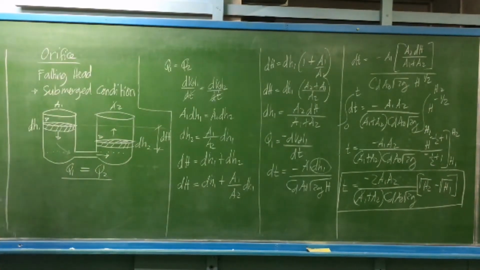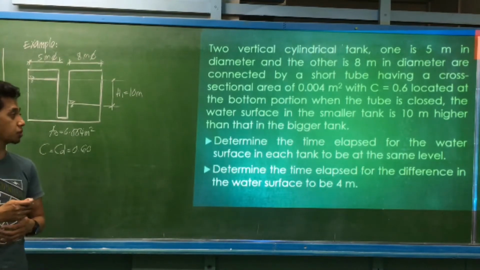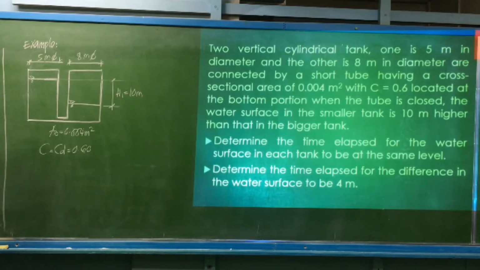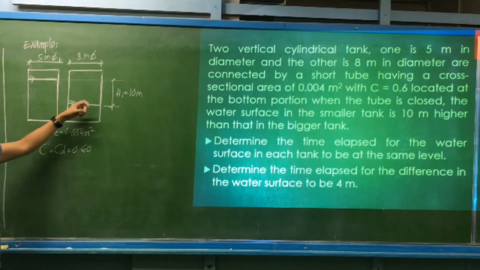So let's have an example. Two vertical cylindrical tanks, one is 5 meters in diameter and the other is 8 meters in diameter, are connected by a short tube having a cross-sectional area of 0.004 square meter with coefficient of discharge 0.6, located at the bottom portion where the tube is. When the tube is closed, the water surface in the smaller tank is 10 meters higher than the bigger tank. So this is the smaller tank, 5 meters in diameter. So it will be 10 meters higher than the surface of the water in the bigger tank, and that will be our initial head.